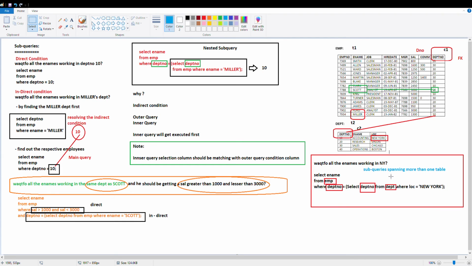Why is it called spanning more than one table? Because up till now in the subquery we used to use only one table. Now we are accessing data across multiple tables. But we are using the common column concept. The common column concept is nothing but your foreign key, like we discussed yesterday. So you have your indirect condition on the same table and across multiple tables.